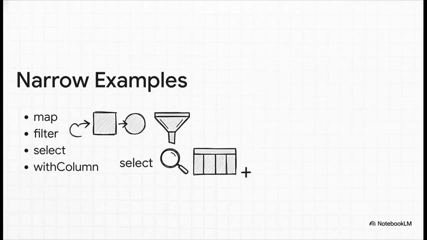And the cool part is, you're using these all the time, probably without even thinking about it. Things like map, filter, select, or withColumn, these are all classic narrow transformations. They just take the data in one partition, do something to it, and spit out the result in that very same partition. Simple, clean, and super efficient.